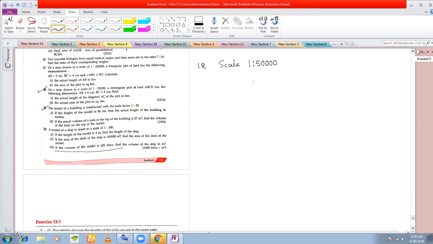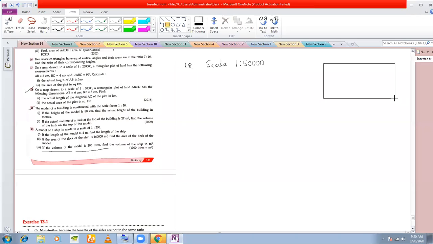On a map drawn to a scale of 1:50,000, a rectangular plot of land ABCD has the following dimensions: AB is 6, BC is 8. Let's construct a rectangle like this: A, B, C, D, where BC is the longer one.